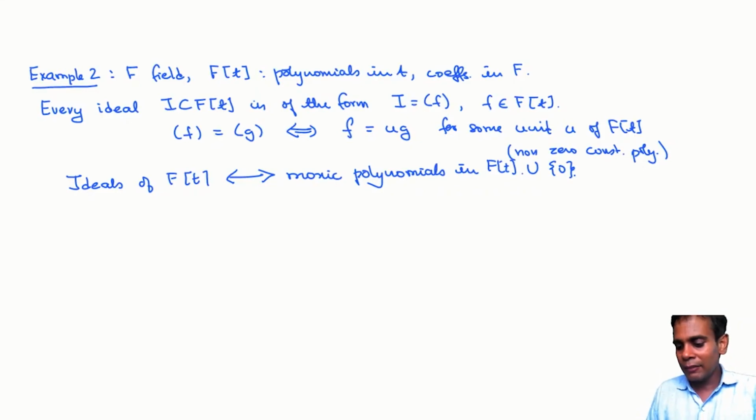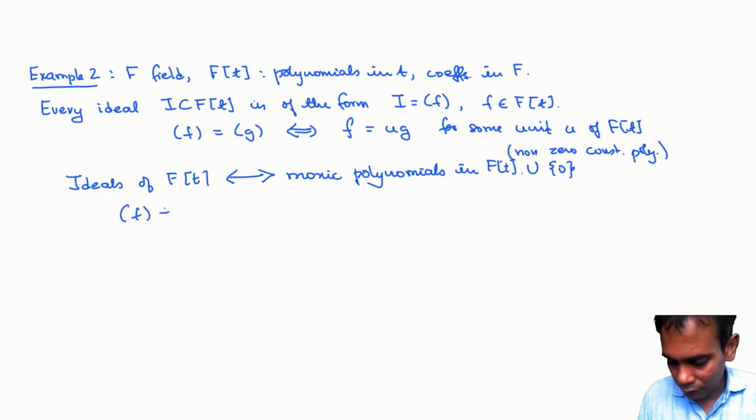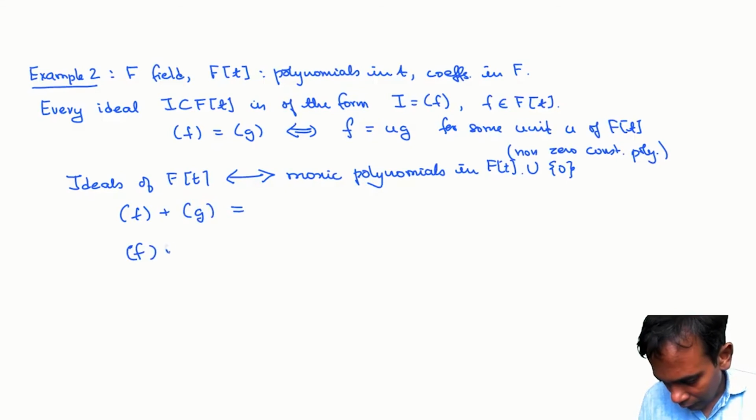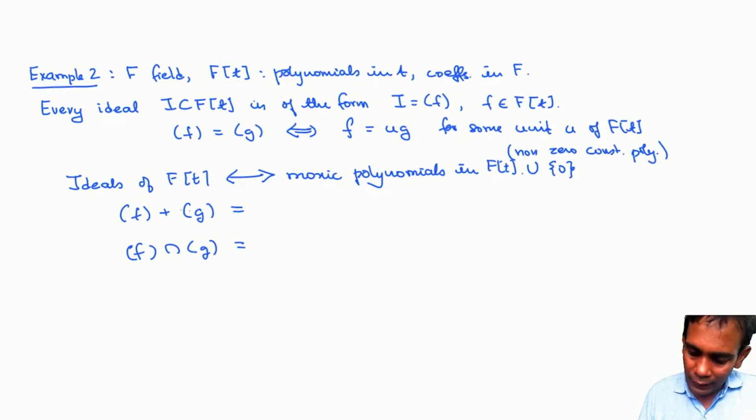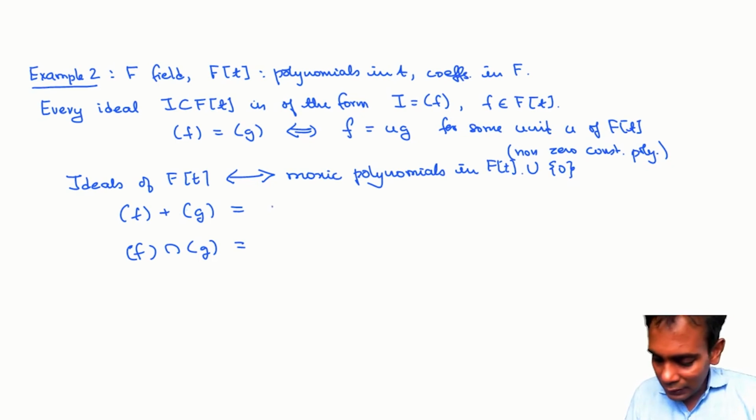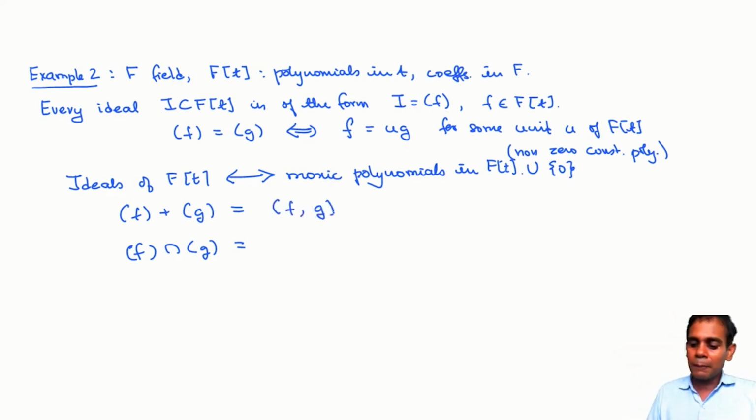Now you can ask, given two ideals I1 and I2, what are their sums and intersections? So what is f plus g and what is f intersect g? For this, recall that f plus g is the same as the ideal generated by f and g. And this is a principal ideal. It's the ideal generated by the GCD of f and g, which I explained to you how to compute in the section on Euclidean domains.